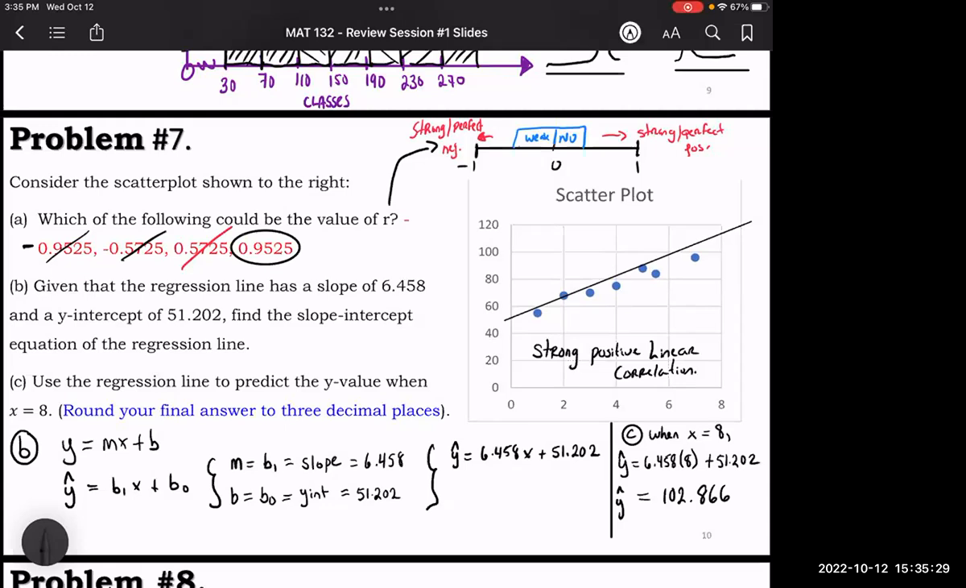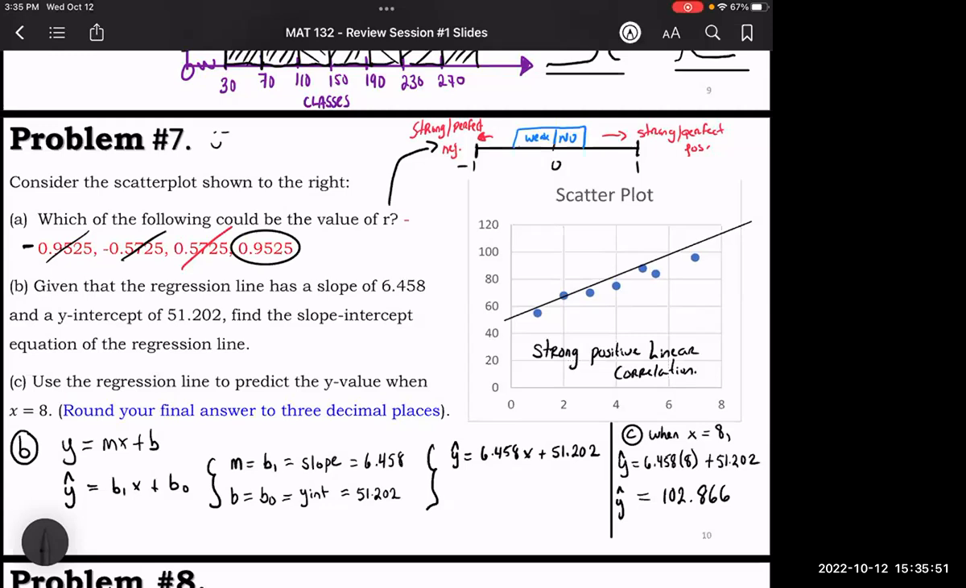Any questions on problem 7? I'll put a little winky face on problem 7 because for the departmental sample final, there's a problem almost very similar to it. So this is an example that you might see again later on down the course.